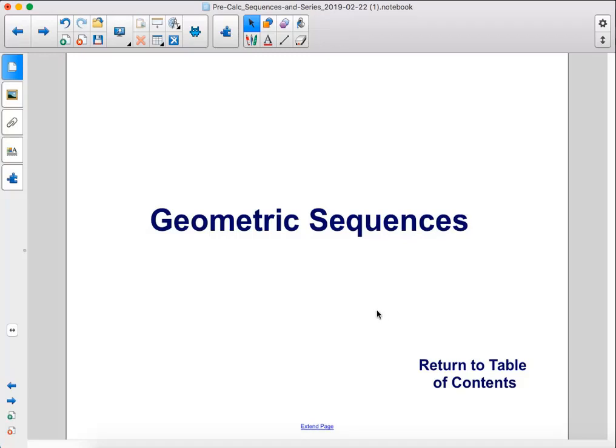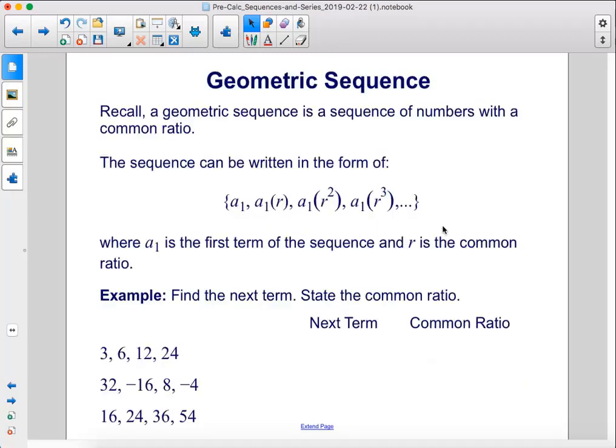Geometric sequences. Recall, a geometric sequence is a sequence of numbers with a common ratio. The sequence can be written in this form here: a sub 1, a sub 1 times r, a sub 1 times r squared, a sub 1 times r cubed, and so on, where a sub 1 is the first term of the sequence and r is the common ratio.